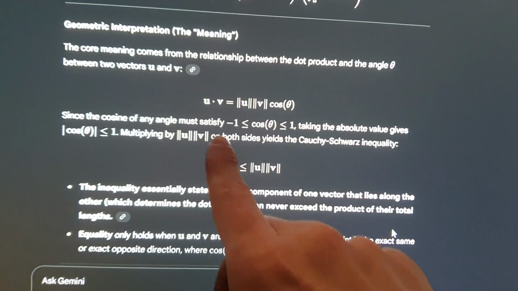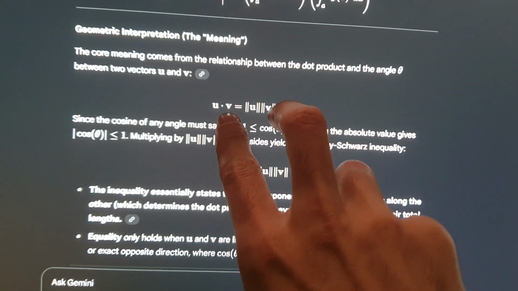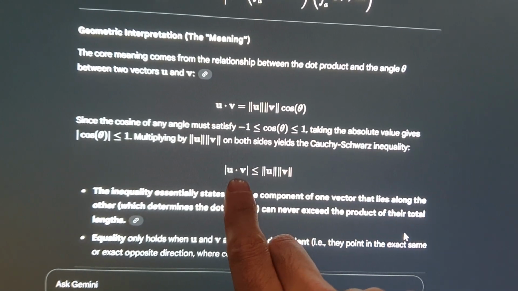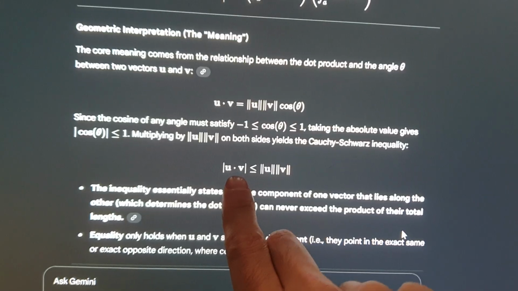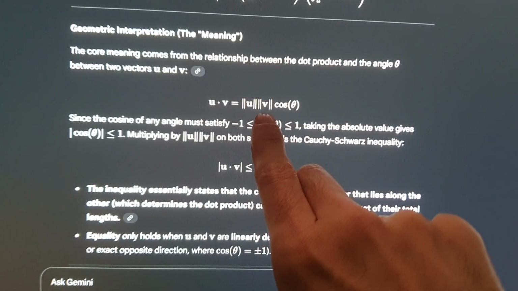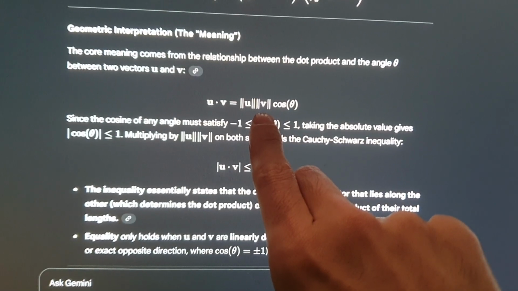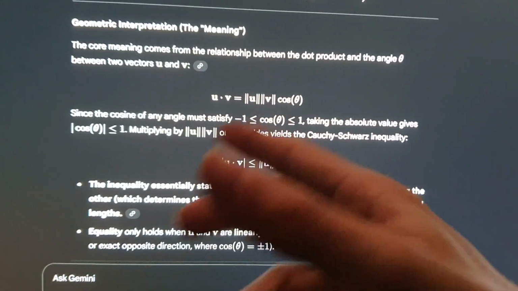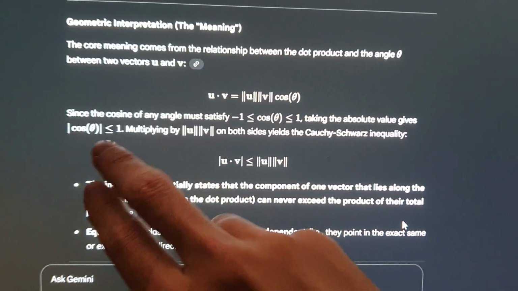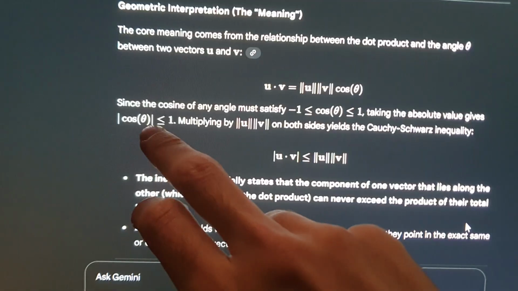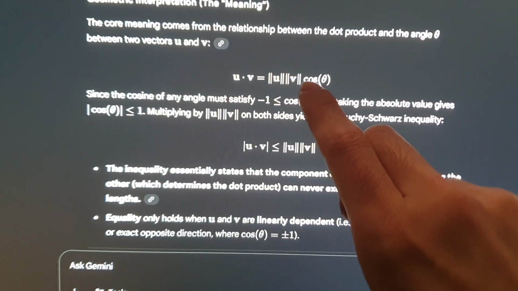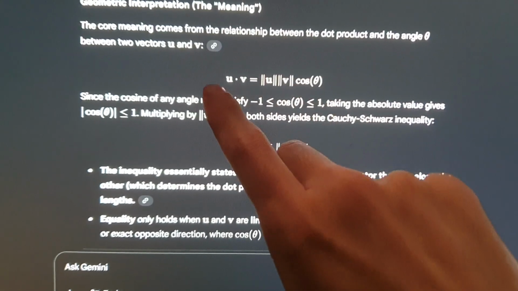Now let's take the absolute value on the two sides of the equation. What we get on the left side is just the absolute value of u dot v. On the right side, the norm is always positive, or for the zero vector equals 0, so for this part the absolute value doesn't do anything. But for cosine theta, it means that the absolute value of cosine theta is positive and always less than or equal to 1.